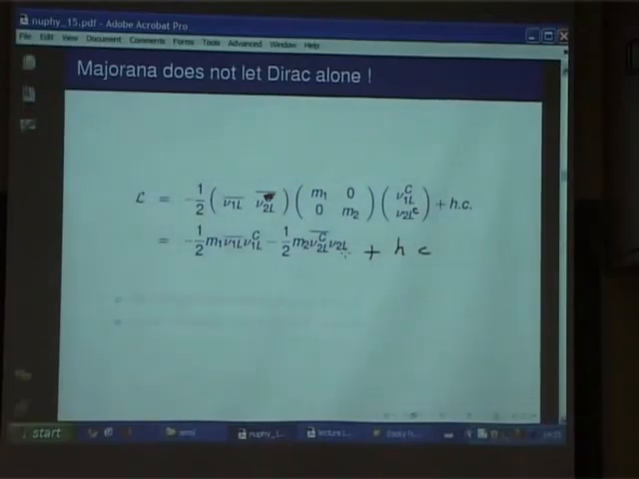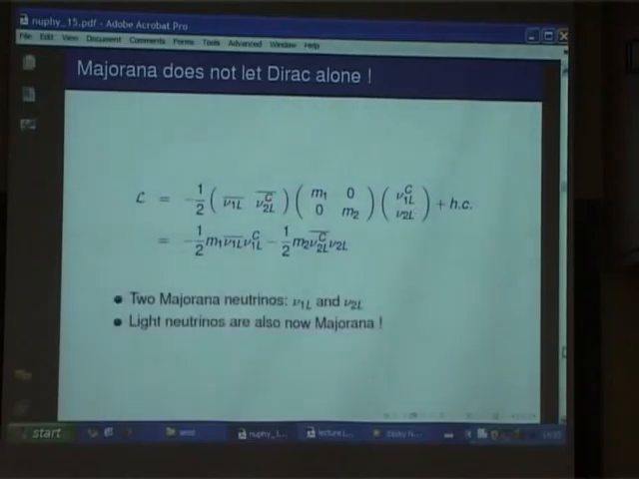Majorana neutrinos means lepton number is violated. Once it is violated, everything is Majorana. You can't have only Dirac. So once in your theory you introduce lepton number violation, it propagates everywhere. Then all the neutrinos can have Majorana mass. So that's why I said Majorana doesn't stay with Dirac alone, it converts everything to Majorana.